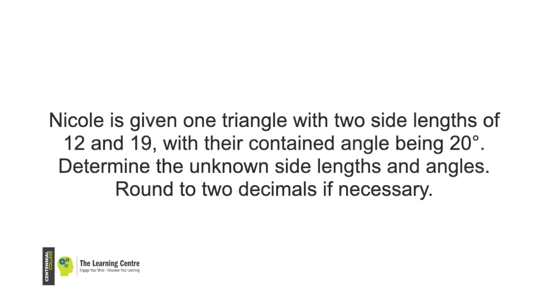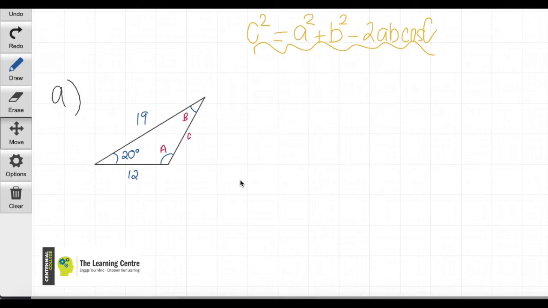Nicole is given one triangle with two side lengths of 12 and 19, with their contained angle being 20 degrees. Determine the unknown side lengths and angles, round to 2 decimal places if necessary. So here we have our first triangle.